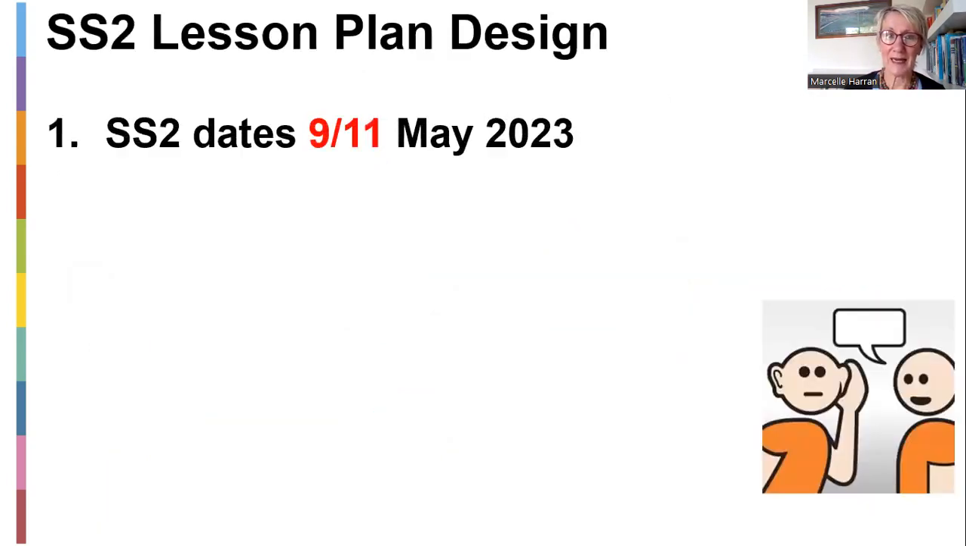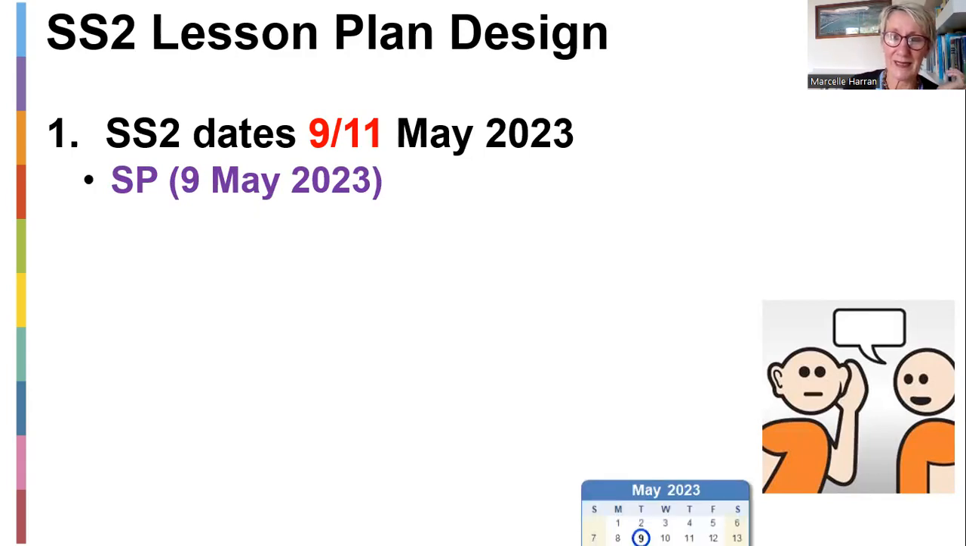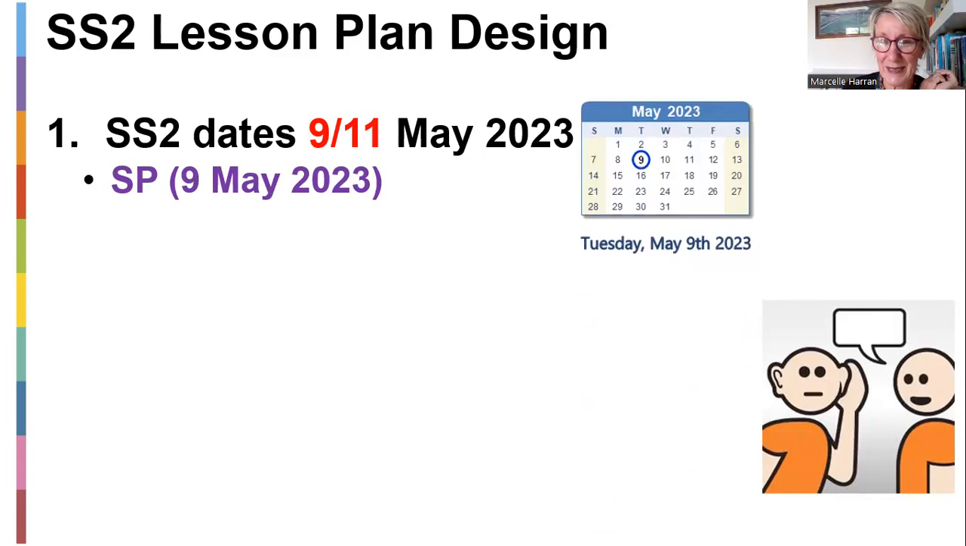Okay, lesson plan design, I'm just quickly going to go through this. This is your SS2, and please note there are two submission dates, the 9th and the 11th of May. SPs, here's your date, it's also on Canvas, quick links, go and check the table, 9th of May, yes, there it is on the calendar. SPs, you are 9th of May for your submission. If you're not sure if you're SP, that means home language, senior phase, your submission date's the 9th.